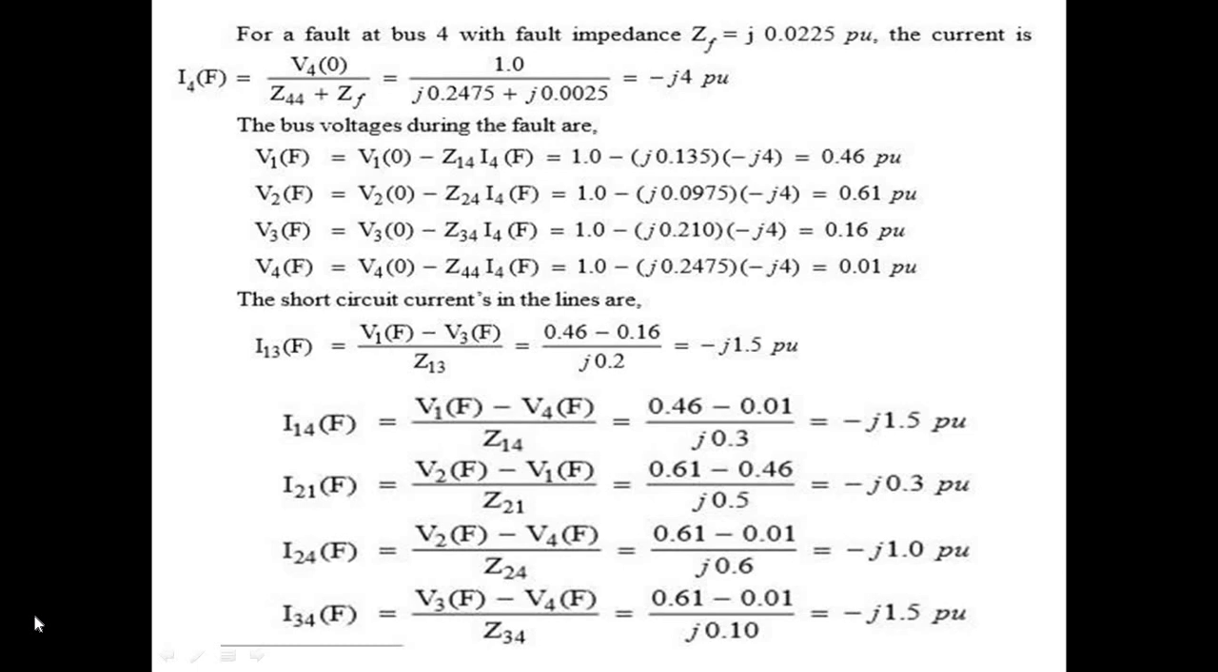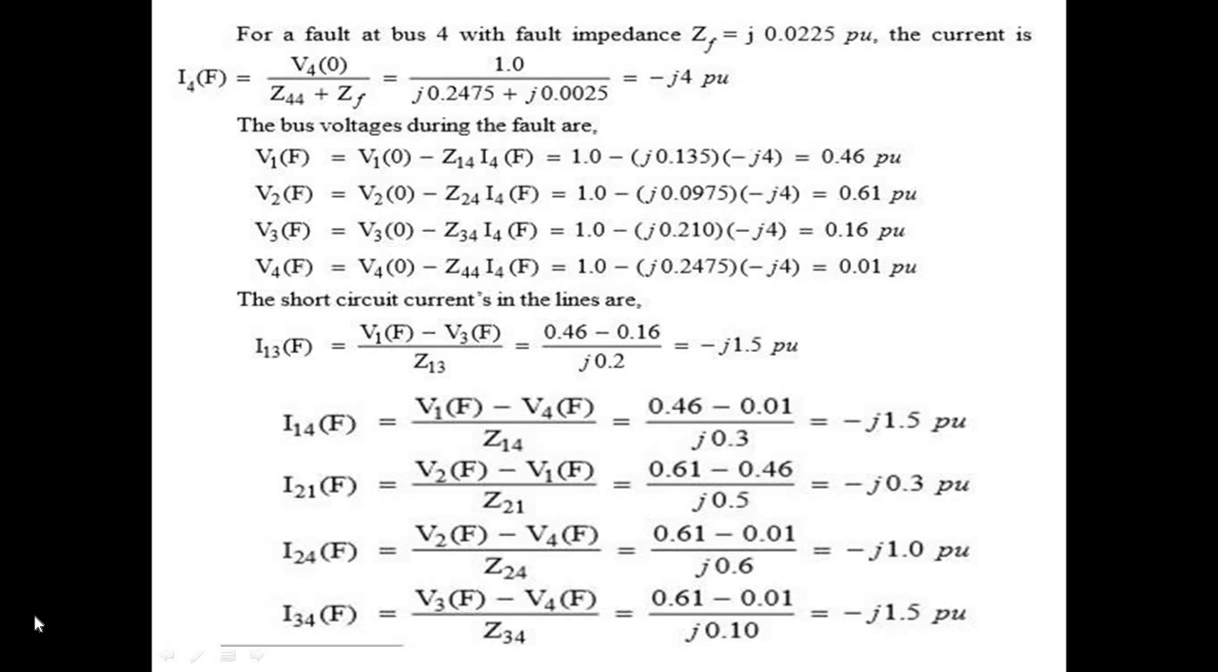The short circuit currents in the lines are as follows. I13 fault is equal to V1F minus V3F divided by Z13, equal to 0.46 minus 0.16 divided by j0.02, that is equal to minus j1.5 per unit. I14 is equal to V1 minus V4 divided by Z14, equal to 0.46 minus 0.01 divided by j0.03, that is equal to minus j1.5 per unit.